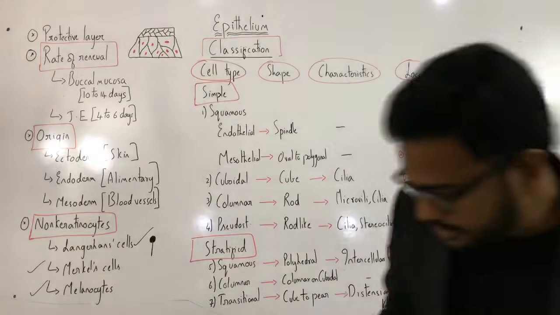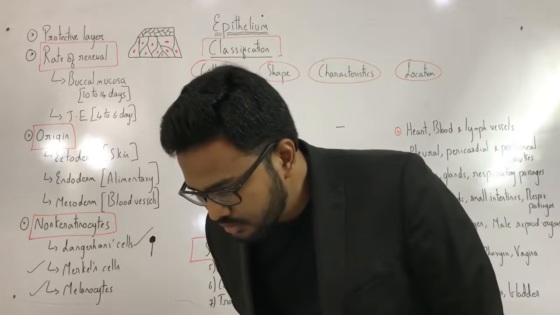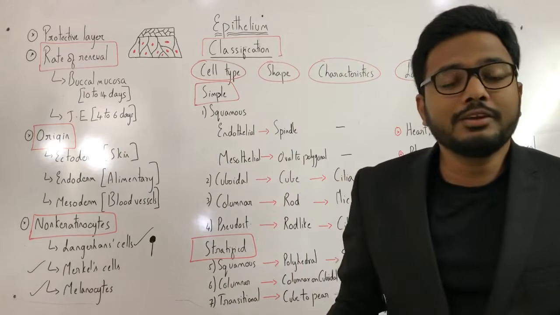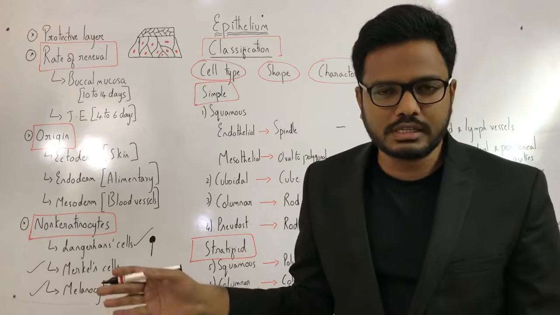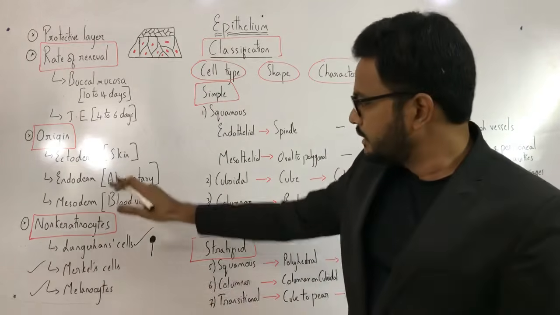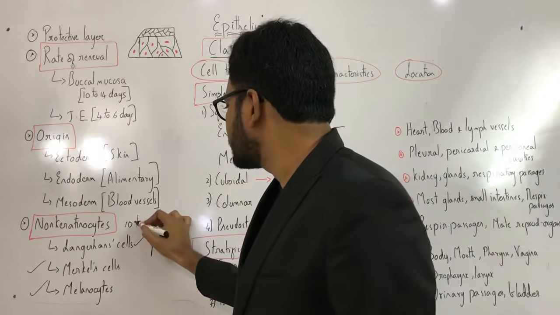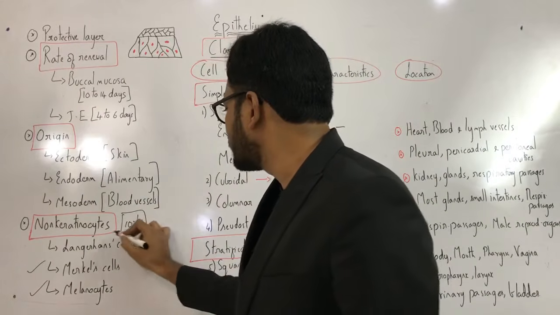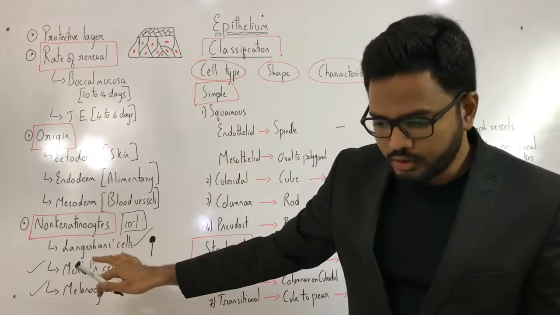So these are different types of non-keratinocytes which I wanted to focus on here. They inject pigment into other keratinocytes, because the majority of cells which you find here are keratinocytes. These non-keratinocytes constitute only 10% of all cells. So that's in brief about your non-keratinocytes.